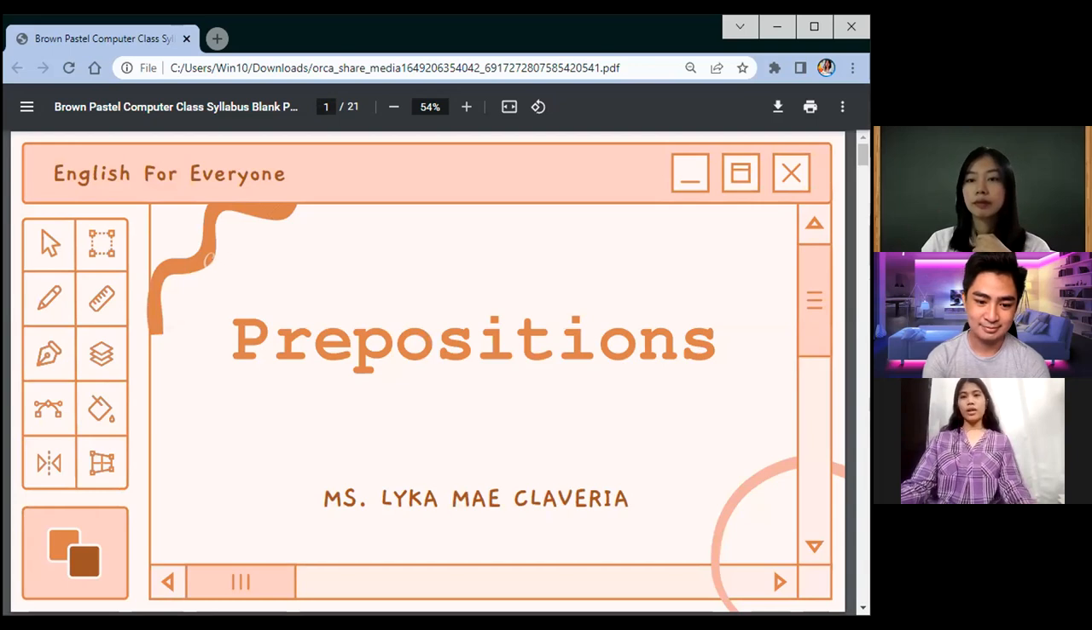For today's discussion, we shall have prepositions. I know you are quite familiar with what prepositions are, and you are probably using them in communicating with others or doing your homework, such as sentences, paragraphs, and other academic-related writings. So to formally introduce what prepositions are, let's have our next slide, please.